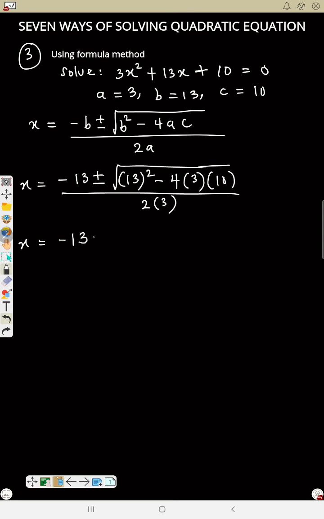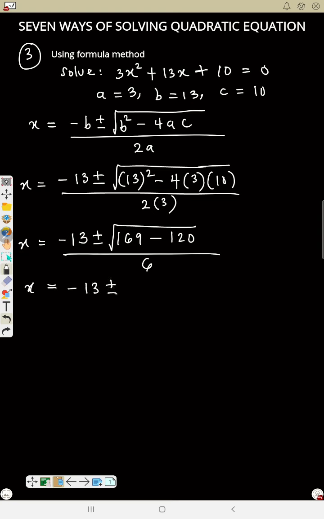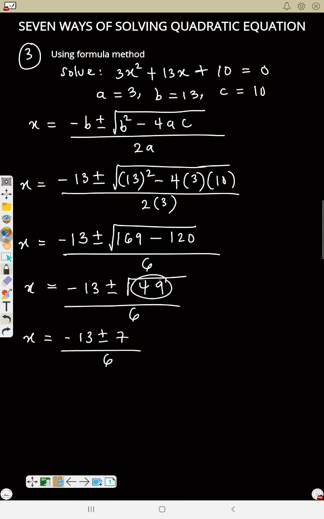s is equals to minus 13 plus or minus square root of 169 minus 4 times 3, 12, 12 times 10, 120, divided by 6. So s is equals to minus 13 plus or minus square root of 169 minus 120, that is 49, divided by 6. So s is equals to minus 13 plus or minus 7 divided by 6. The square root of 49 is 7. So s is equals to minus 13 plus 7 over 6, or s is equals to minus 13 minus 7 over 6.